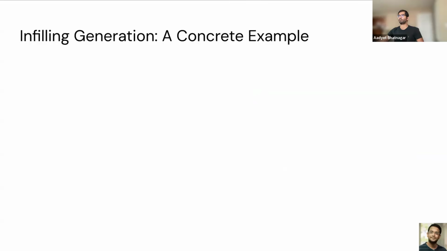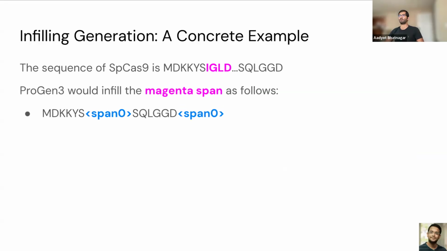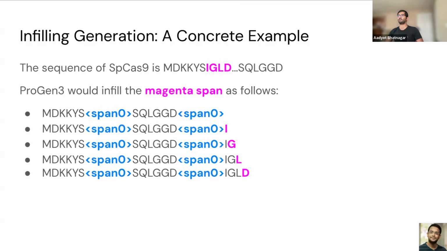So to give you a bit more of a concrete example of what this looks like, let's say that we're interested in SpCas9, which has this sequence, and we want to infill the magenta span. So the first thing we do is we pull out that magenta span and replace it with this span 0 sentinel token. And then once we put that span 0 token at the end of the sequence, we will just generate the relevant span one token at a time autoregressively.